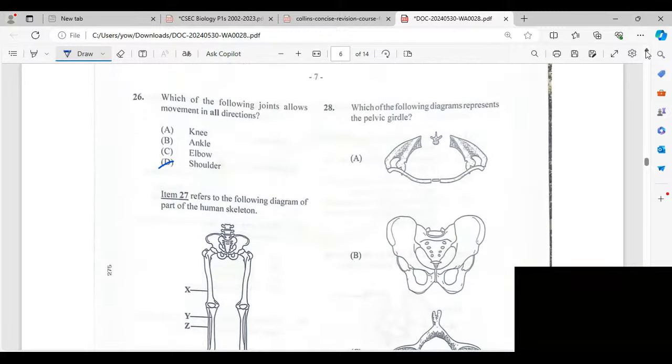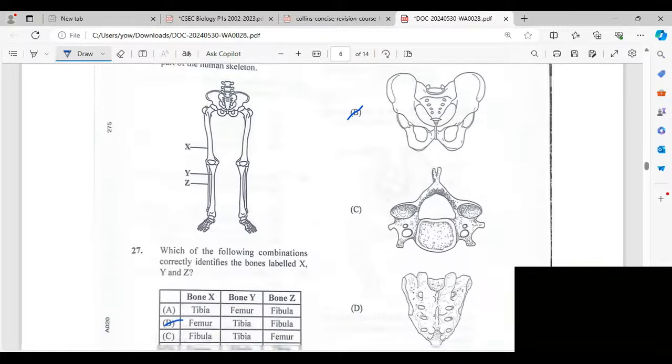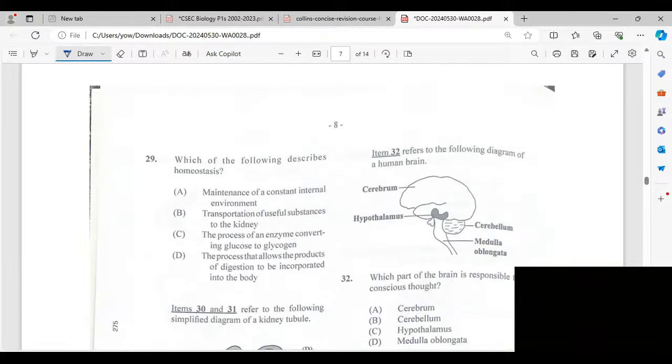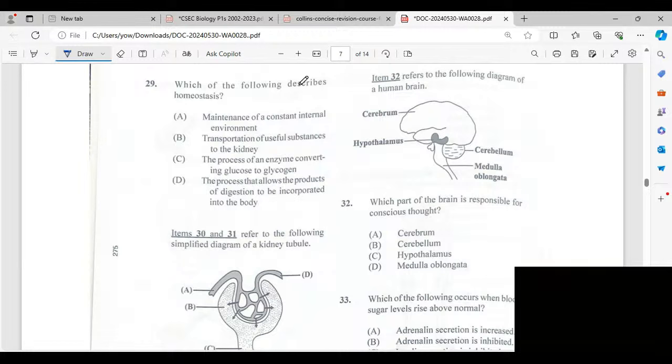For 28, which of the following diagrams represents the pelvic girdle? And of course that will be B. That's what the pelvic girdle looks like. 29. Which of the following describes homeostasis? Maintenance of constant internal environment. Nothing more, nothing less. A.